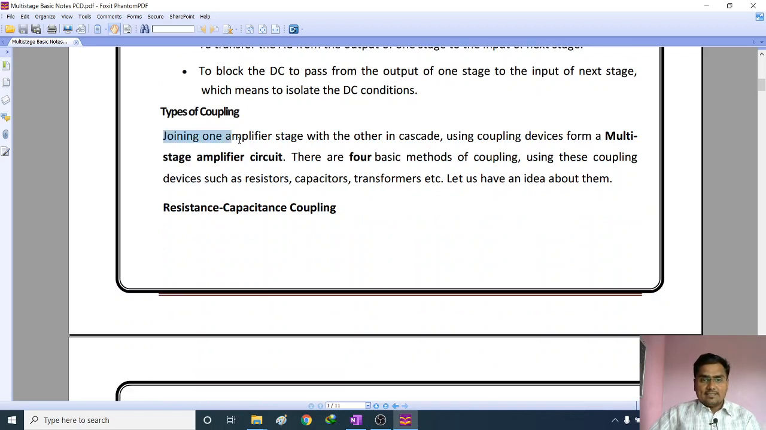Now here the main point is types of coupling. Joining one amplifier stage with another in cascade using a coupling device forms a multi-stage amplifier circuit. There are four basic methods to couple the output of one stage to the input of another stage. So what are those methods? Resistor, capacitor, transformer, even inductors are also there. We will discuss that. First type is resistance capacitance coupling, called RC coupling.